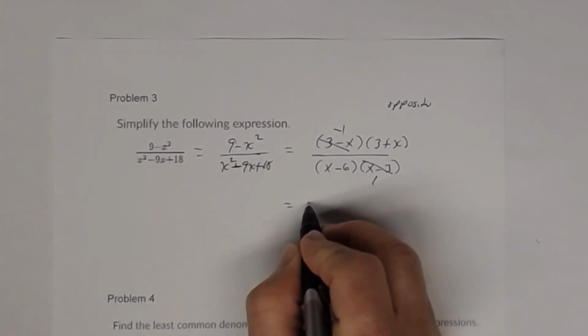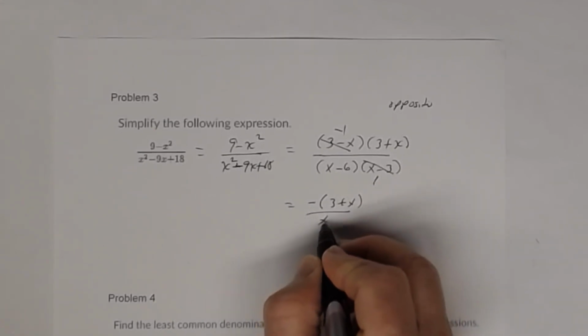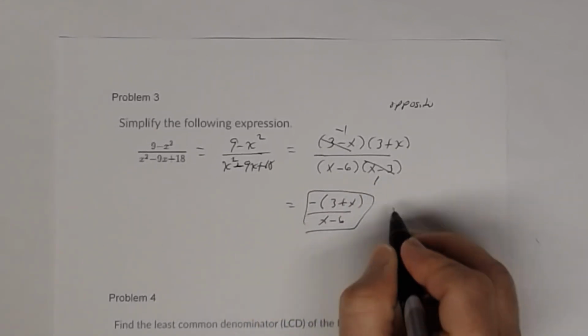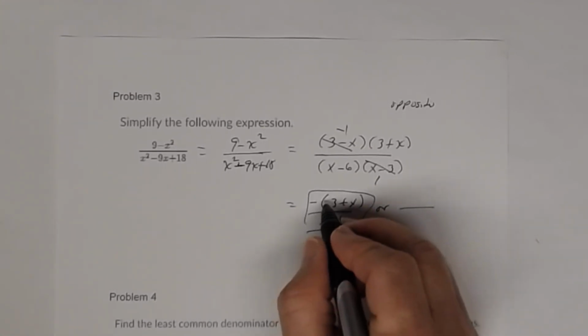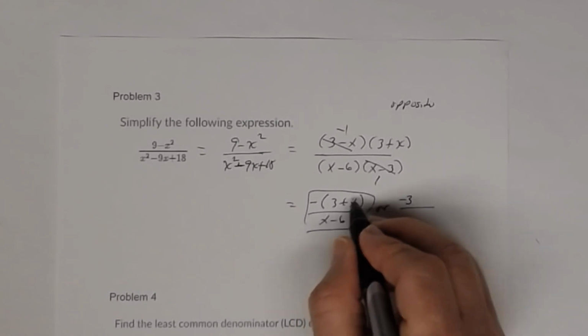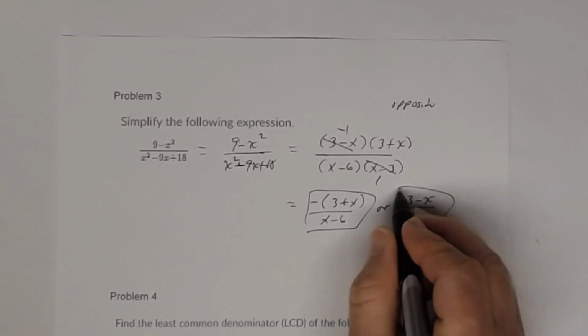So there are multiple ways of writing your answer now. So you could say negative, in parentheses, 3 plus x, just like that, divided by x minus 6. There's one answer. Or if you want to distribute, you can. There's nothing wrong with that. So negative 1 times 3 is a negative 3. Negative 1 times x is a negative x. Divided by x minus 6. There's another answer.